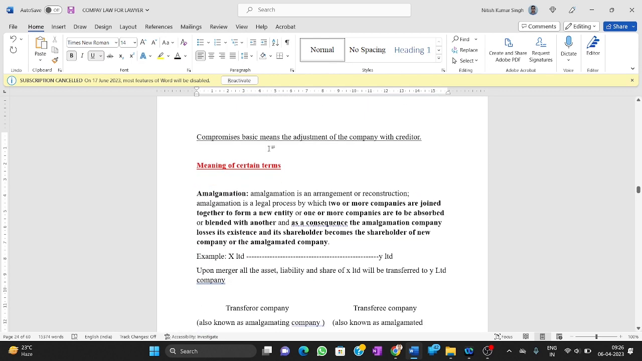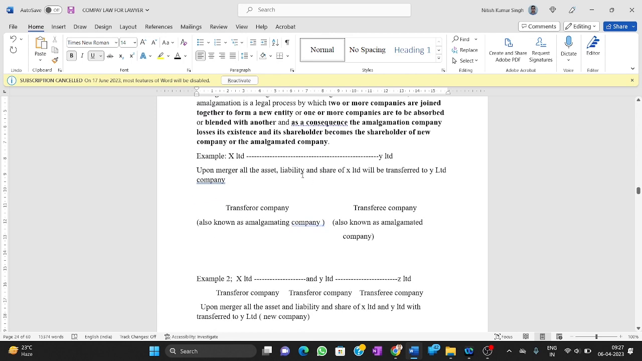Now let's first talk about compromise. Compromise basically means adjustment of the company's dues with the creditors. Now let's talk about amalgamation. Amalgamation is the arrangement or reconstruction of companies. It is a legal process by which two or more companies are joined to form a new entity, or one or more companies are absorbed or blended with another. As a consequence, the amalgamating company loses its existence and the shareholders become shareholders of the new company or amalgamated company. So these are the two examples.